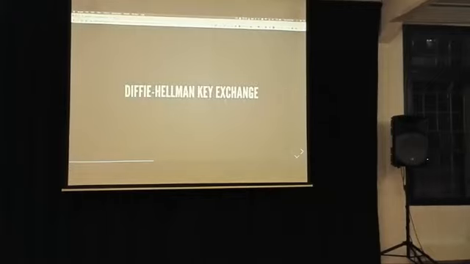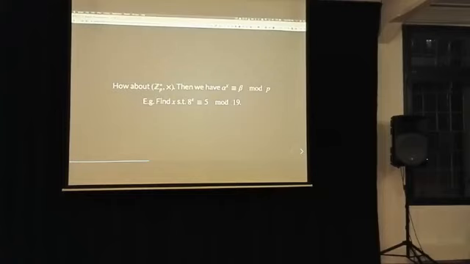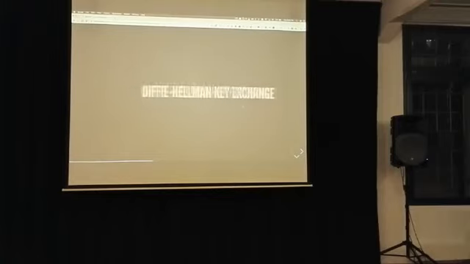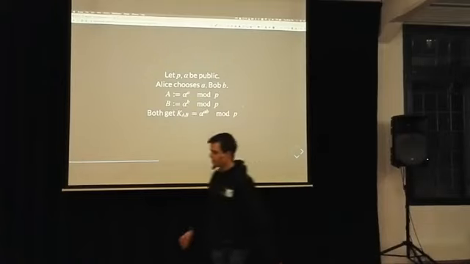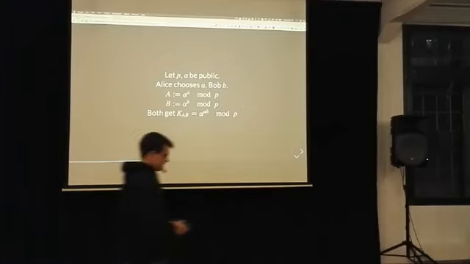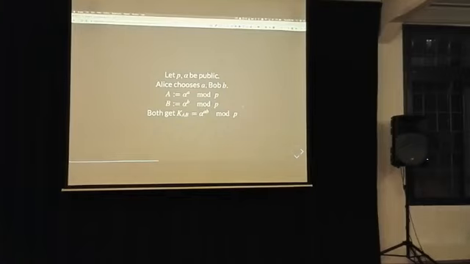Great. So we've just found a discrete log problem that actually is not that easy to solve, which is exactly what we wanted. So now we're going to apply it to build a crypto system called the Diffie-Hellman key exchange. Diffie-Hellman key exchange goes as follows. P and alpha will be public parameters. Alice and Bob will choose their private parameters A and B.